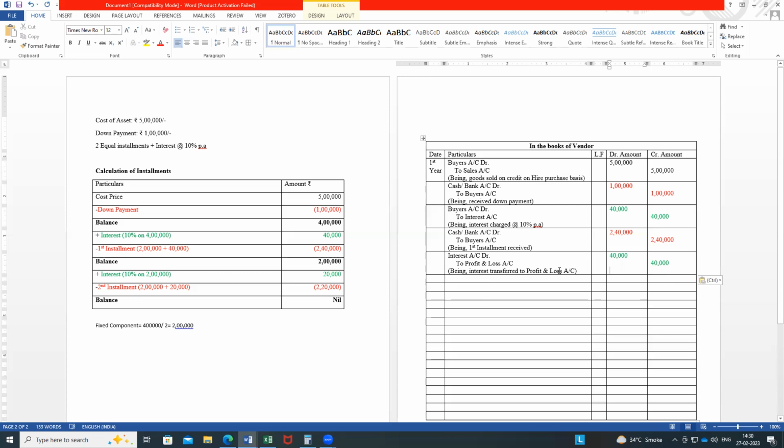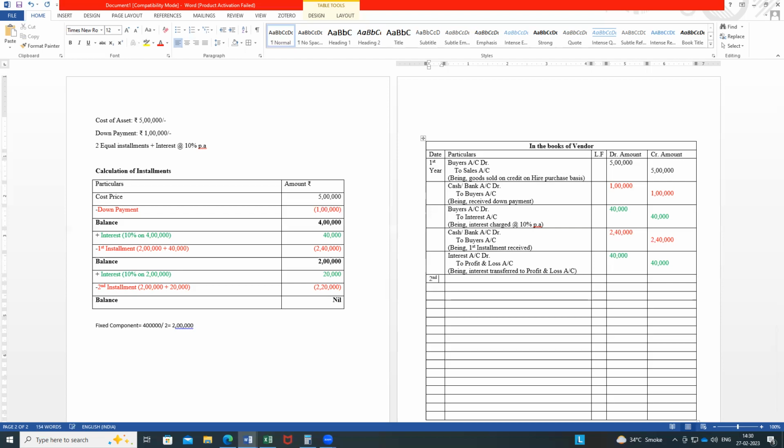So यही 5 entries every time we have to record. Maybe the installment is for 3 years, 5 years, or 10 years. यही 5 entries होते हैं. Yes, the amount would differ because cost price of the asset, that is goods, would be different. The down payment would be different, and the interest amount, because of the interest percentage, it would be different. ये first year की entry हुई.